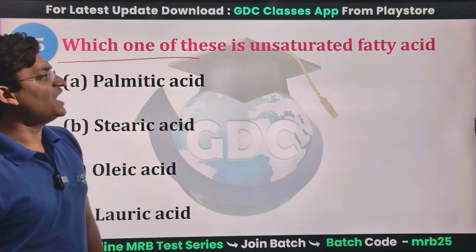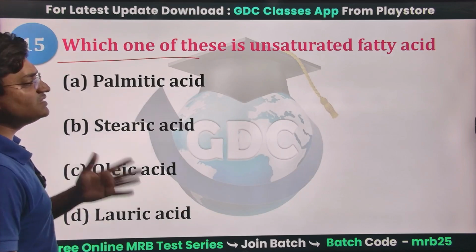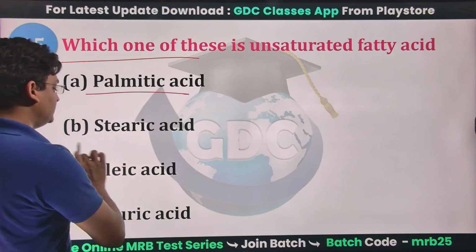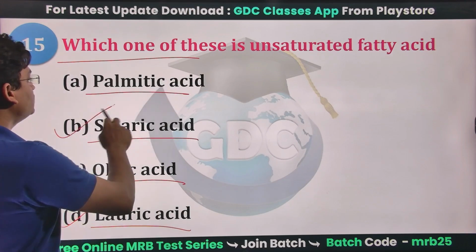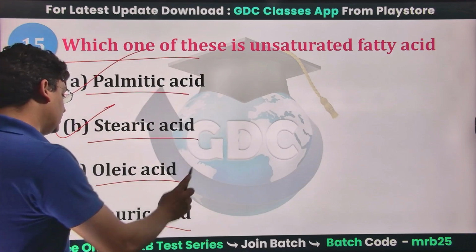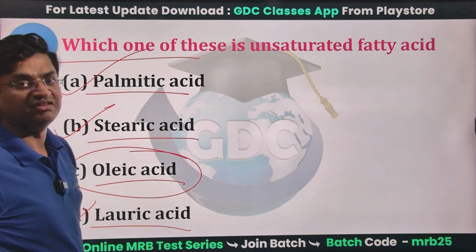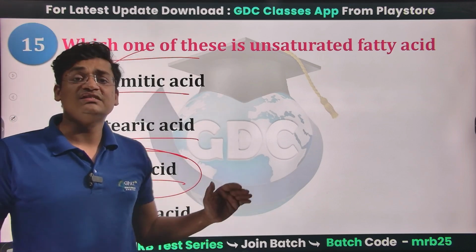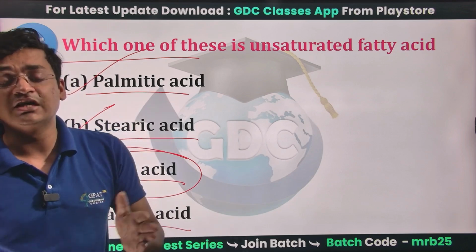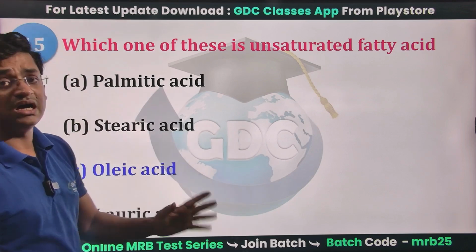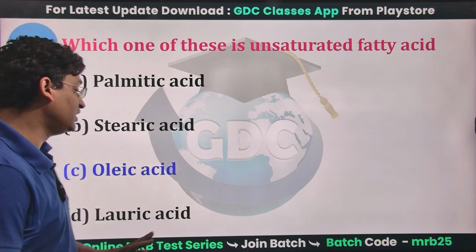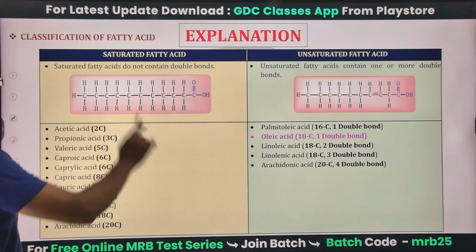Which one of these is an unsaturated fatty acid? Palmitic acid, stearic acid, oleic acid or lauric acid. Lauric is saturated, stearic is also saturated, palmitic is saturated, while oleic, an 18 carbon chain, has an unsaturation. So oleic acid is made up of an unsaturated carbon chain. Yes, oleic will be the right answer here, an unsaturated fatty acid chain having double bonds.